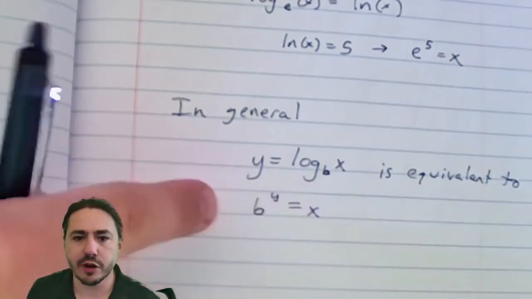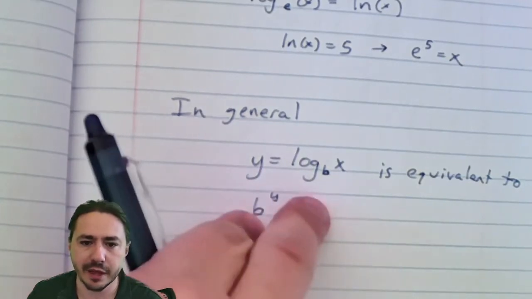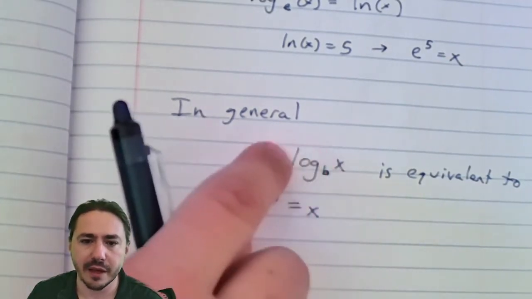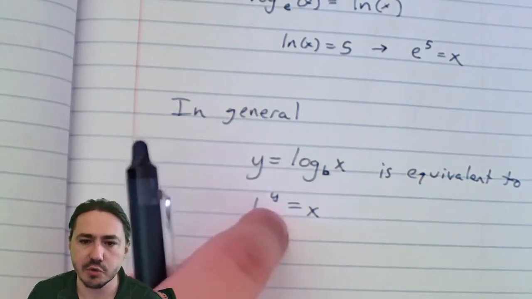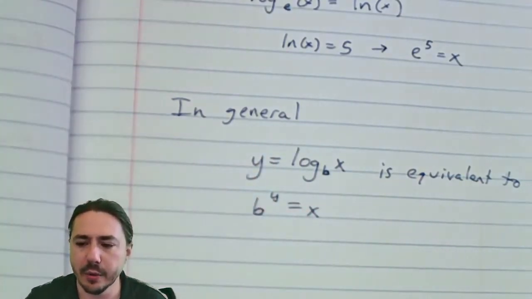Okay, so if you're ever trying to go back and forth, this is where everything goes. The base is the base in both cases. The logarithm equals the exponent. And as long as you can remember those two things, it shouldn't be too hard to remember how to go in between.